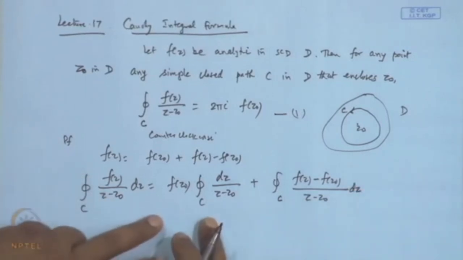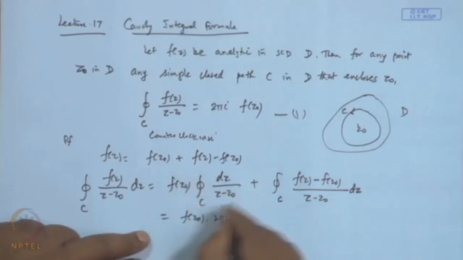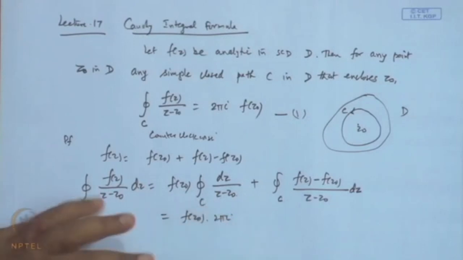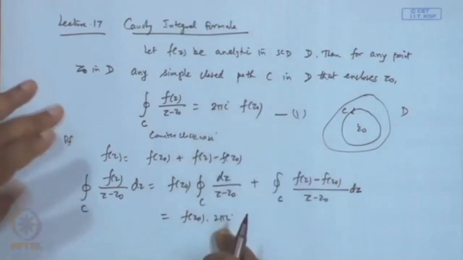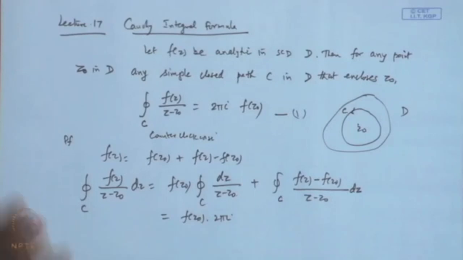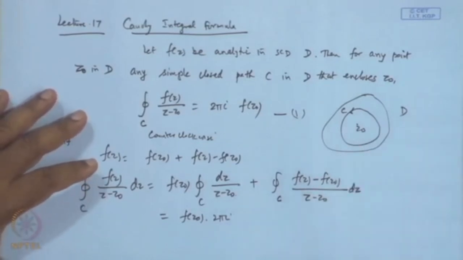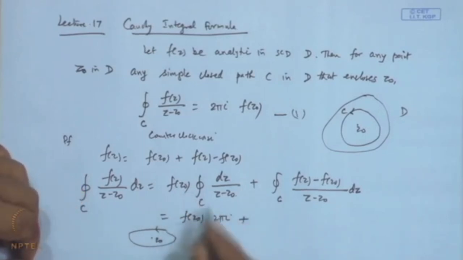Okay. The first part of this is nothing but f(z naught) into 2 pi i, because this integral is a well known one, where m is equal to minus 1, the value will come out to be 2 pi i, whatever the closed path C may be. Here C is a simple closed path. In fact, it can be transferred to a circle easily by deformation of the path. Because if C is any closed path, suppose this is our C, which is not a circle, it encloses the point z naught. Then the value of the integral along this path C will be the same as the value of this integral along this circle.